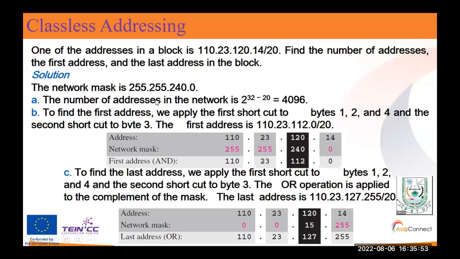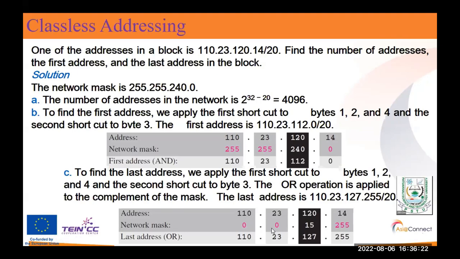So this way, you can extract the information: you can calculate the first address of the block, the last address of this block, and also the number of addresses in this block. You can calculate by following these three steps. So is it clear or not? Is there any issue? Okay, last address not clear.